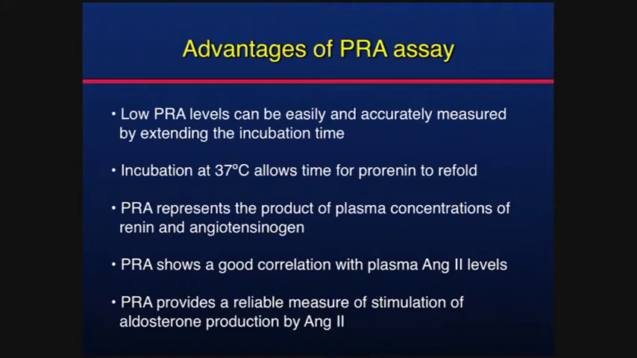So the advantages of the plasma renin activity assay are that you can measure low levels of plasma renin activity very easily and accurately simply by extending the incubation time. And if you incubate at 37 degrees, this allows the prorenin to refold if it had inadvertently unfolded when the sample was being handled.